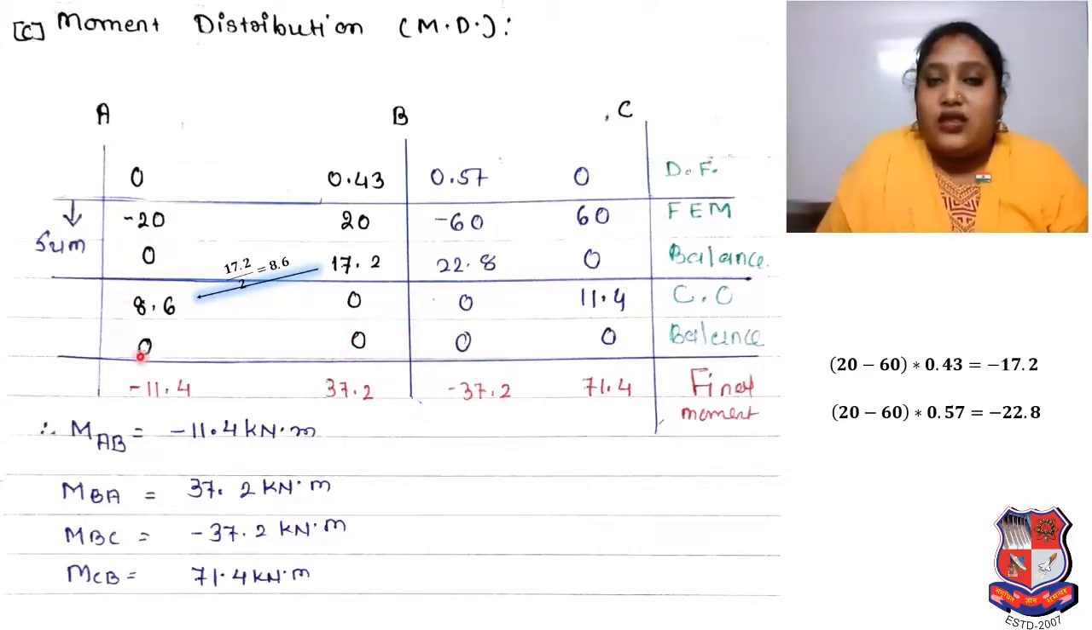And we know that at the fixed end some moment is there. Here it is balanced, so whatever moment is here, the addition of that, we consider the moment distribution part as computed. So here minus 20 plus 8.6 is minus 11.4. And 60 plus 11.4 is 71.4.